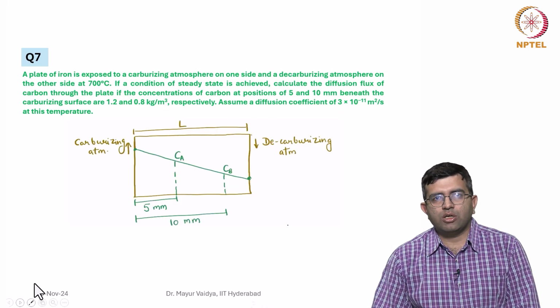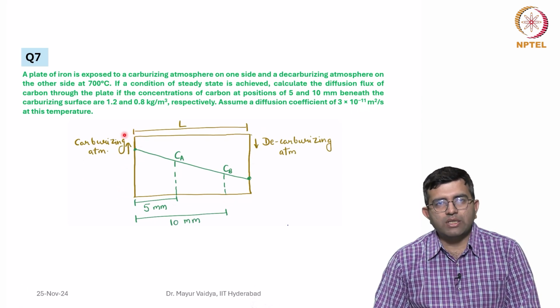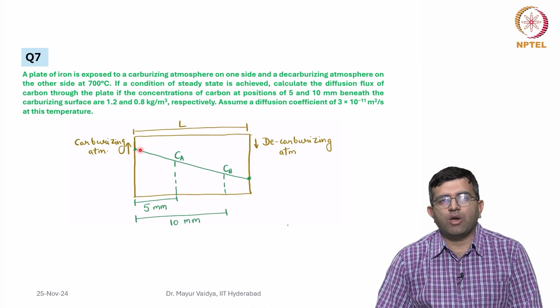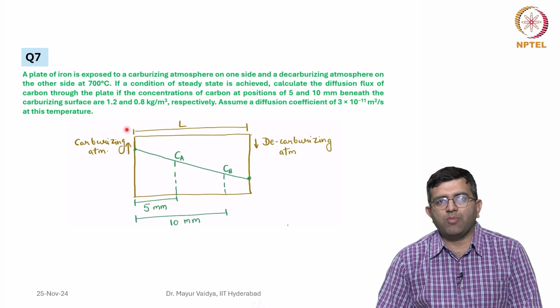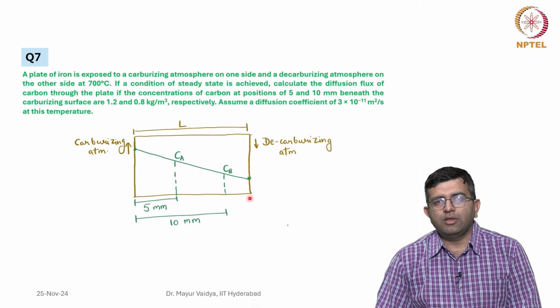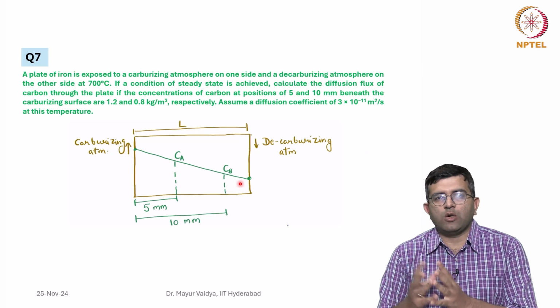So if you sketch this problem, it is like this. Your plate of iron has a carburizing atmosphere on one side, which means a higher concentration here, and a decarburizing atmosphere with a very low concentration here. Given that the steady state is achieved, this gradient is not changing. The carburizing and decarburizing atmospheres are maintained in such a way that the concentration gradients are not changing. That is what you remember, that dou C by dou T is equal to 0.